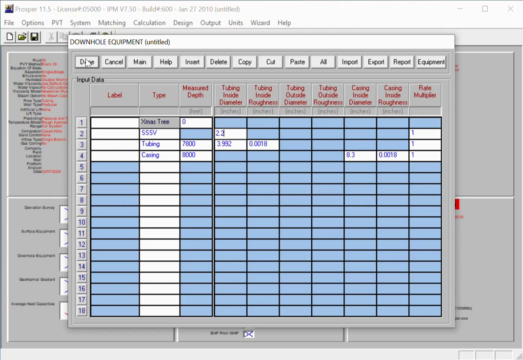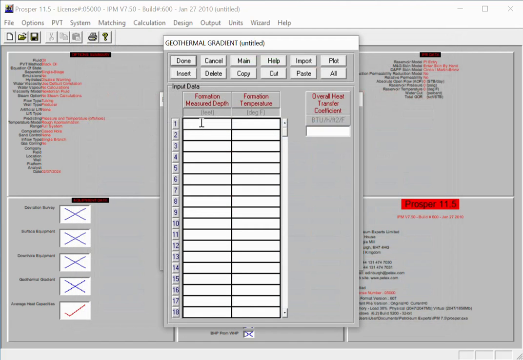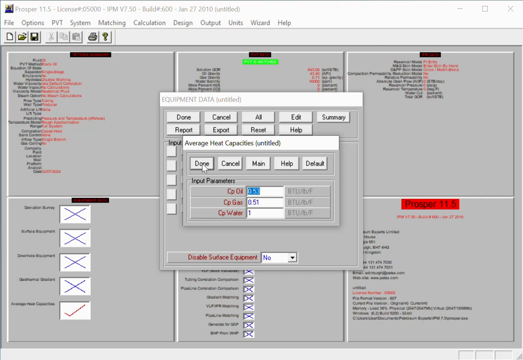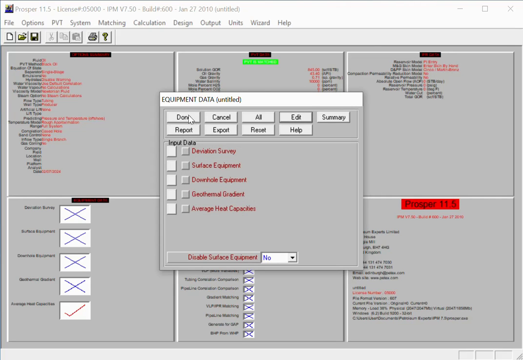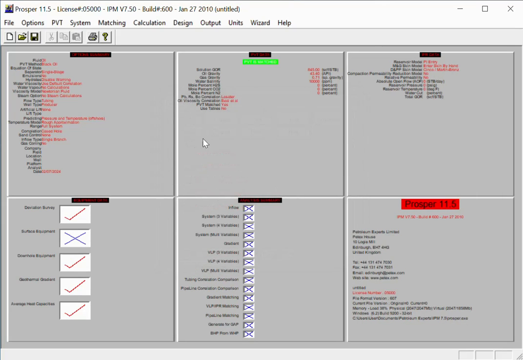Okay, so we can go down the data here. Looks okay. For our temperature profile, we have 60 degrees on the surface, and at the reservoir we have 185, of course, from our matching result, from our lab result and all that. So we'll look at overall heat transfer. I'm going to start with 8 BTU per hour per feet square per Fahrenheit. And then I'll leave the heat capacities where they are. Okay, so we're good to go.